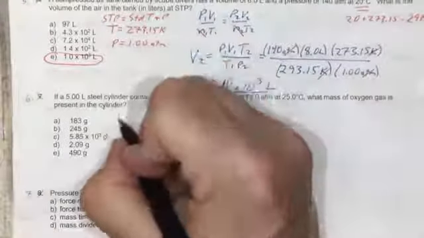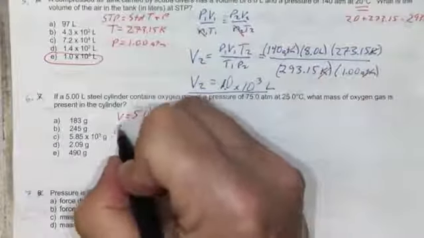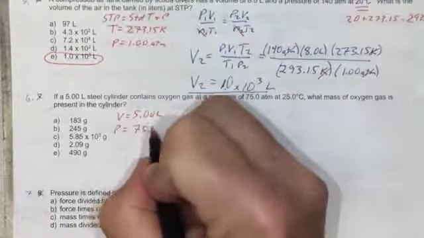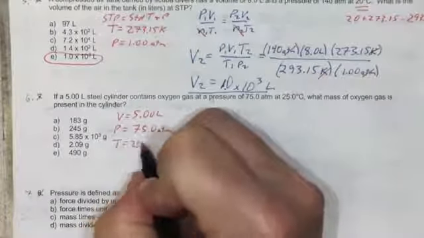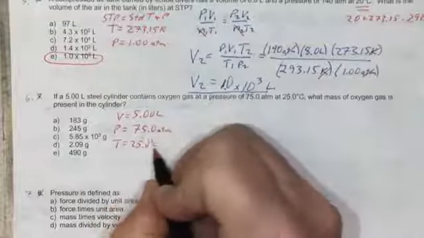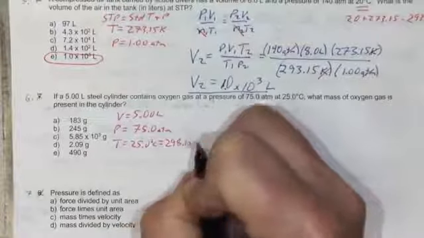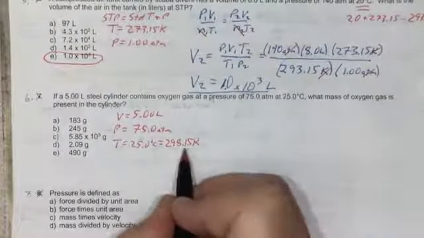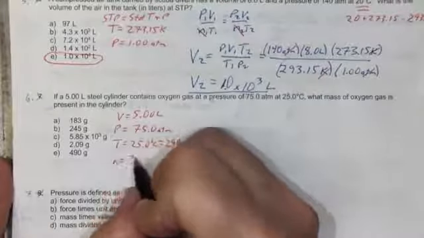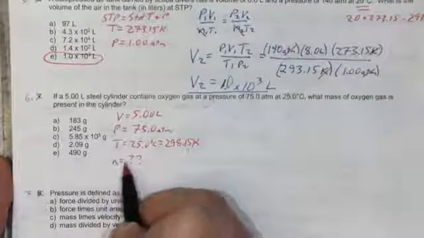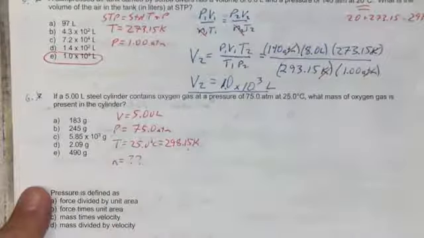We know that the volume equals 5 liters. We know that the pressure equals 75 atmospheres. We know the temperature is 25.0 degrees C. Now we add 273.15 and we get 298.15 Kelvin. So remember, with gases you always express it in Kelvin. Now look, I know 3 of the 4 variables. The only one I don't know is the number of moles. There are 4 variables that completely describe a gas. And with the ideal gas law, if we know any 3 of them, we can calculate the 4th.